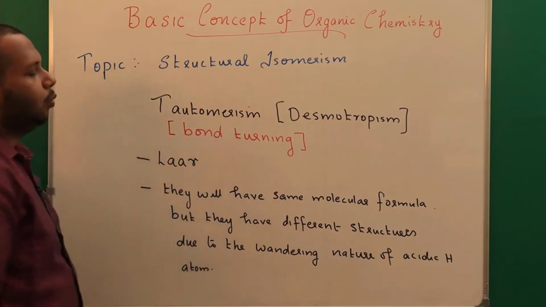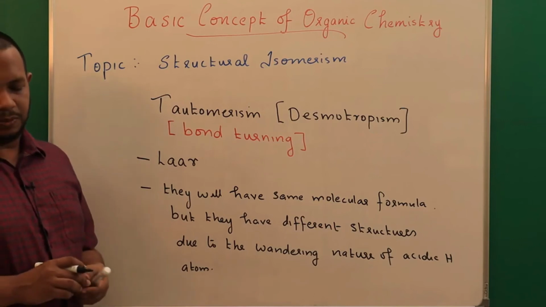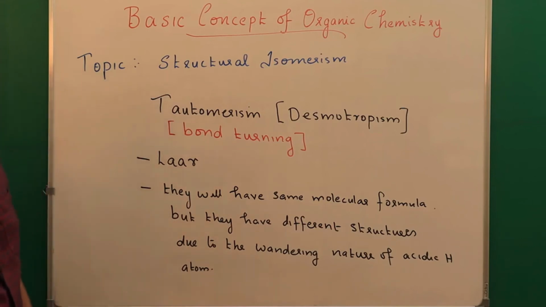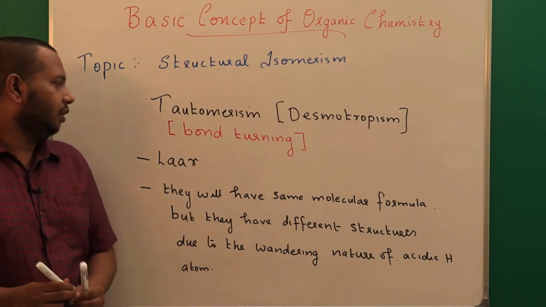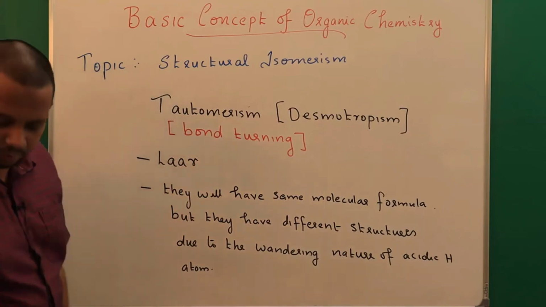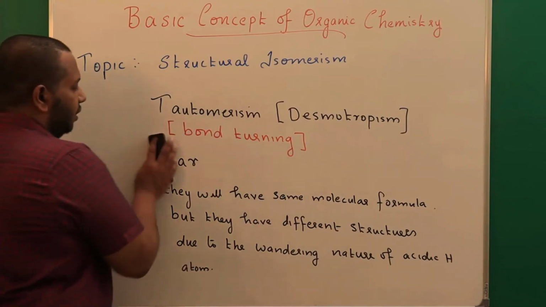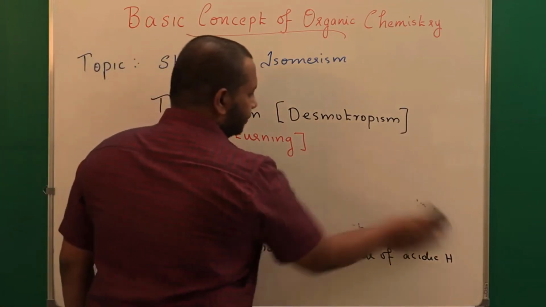I will explain which is the acidic hydrogen atom and why it is wandering, all these things. The acidic hydrogen atom moves between two atoms. You need to note this down. Now let's see an example to explain what tautomerism is. I hope you have noted this down.